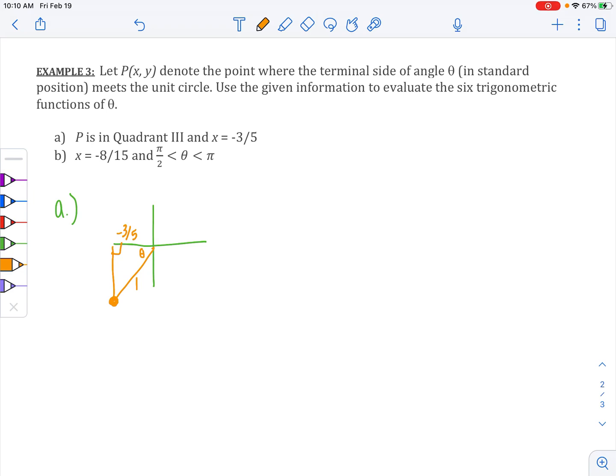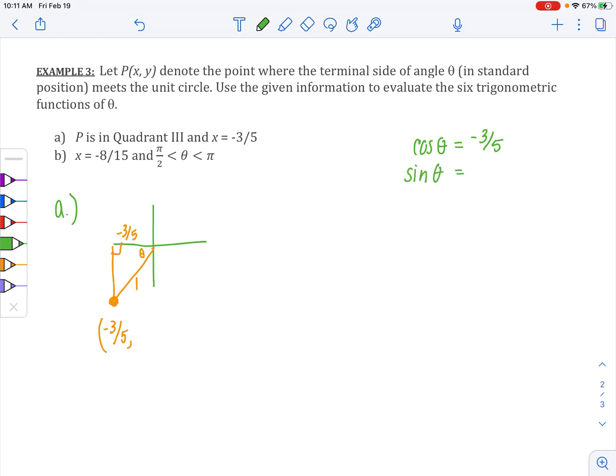We need to find sine, cosine, tangent, secant, cosecant, cotangent. Let's go. This point has an x value of negative 3/5. So I already know the cosine. So cosine, we know because it's the x value.